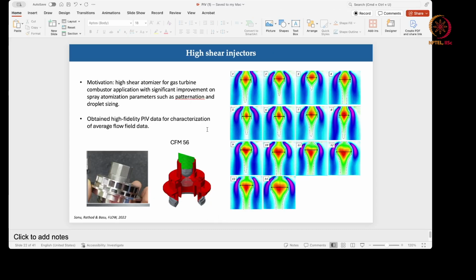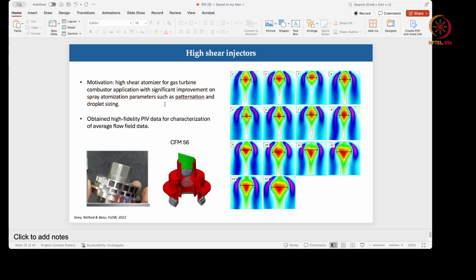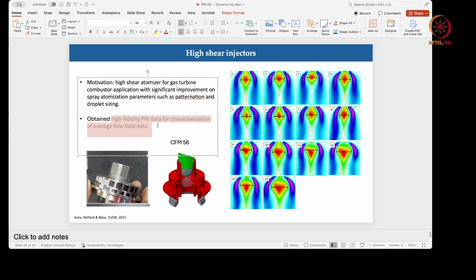This is another thing that we did. This is a high shear injector. This is a new class of injectors which are to be used in the AMCA combustors. So this is a multi-phase system now. So you have to do not only the flow field but also droplet sizing, which kind of reminisces of PDPA and other types of measurements. So you can obtain very high fidelity PIV data for characterization of the average flow field. So you can see that this is the kind of time averaged flow field data that you get.